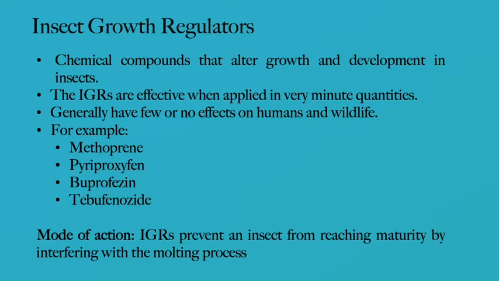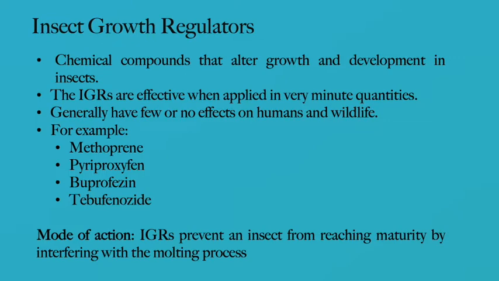Instead of killing directly, IGRs interfere in the normal mechanisms of development and cause the insects to die before reaching the adult stage. For practical purposes, IGRs are used on crops to suppress damaging insect numbers. They would be applied with the purpose of preventing pupal development or adult emergence, thus keeping the insects in the immature stages, resulting eventually in their deaths.